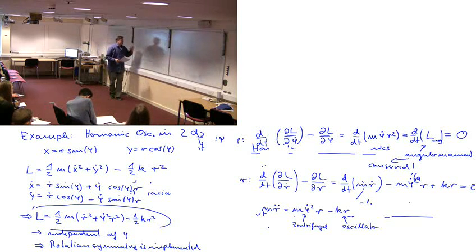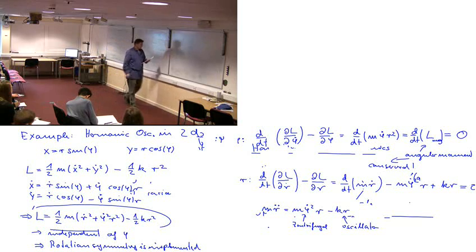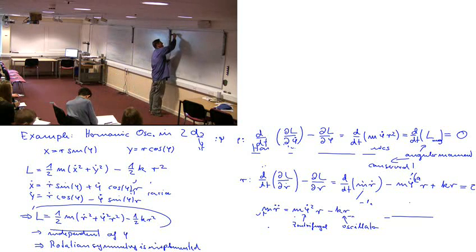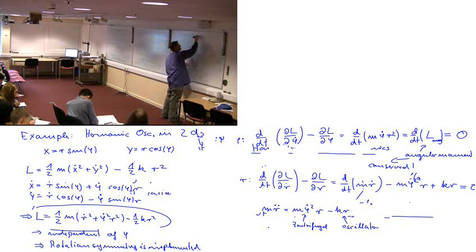Now, the question is, what is behind these Euler-Lagrange equations? Well, the Euler-Lagrange equations originate from the Hamiltonian principle.